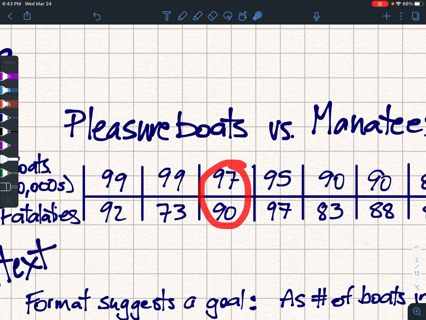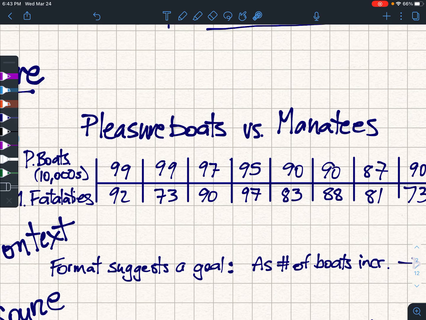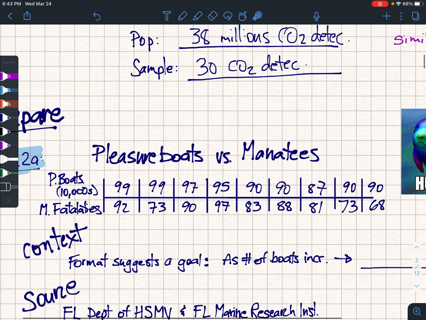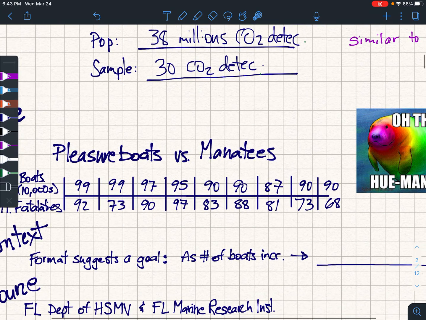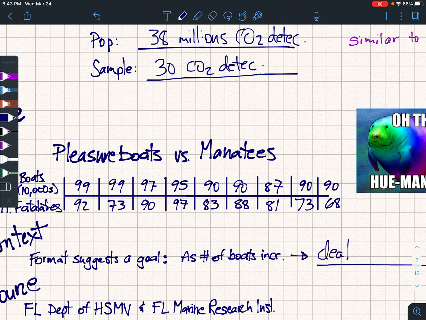And we can continue to look at this data, and we're kind of encouraged, one would say almost, to arrive at some sort of pattern. Is there a relationship? For example, the context of this would imply that as the boats increase, then the deaths increase. And that may or may not be true.